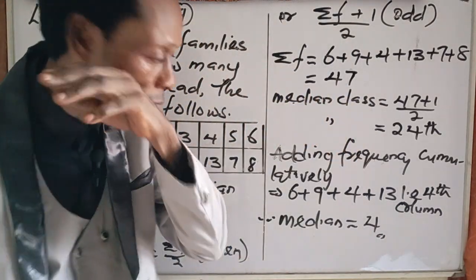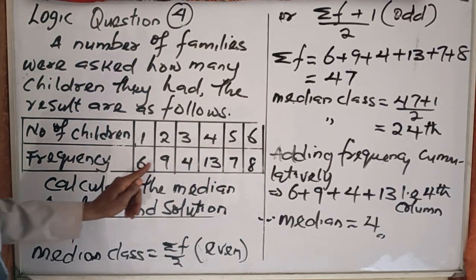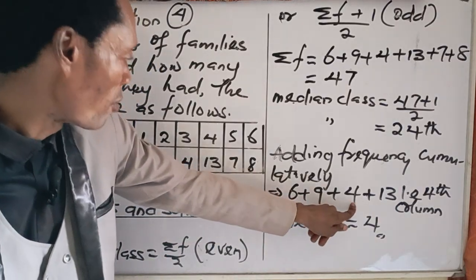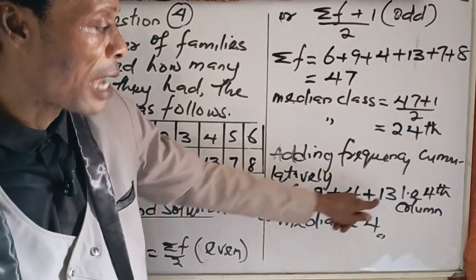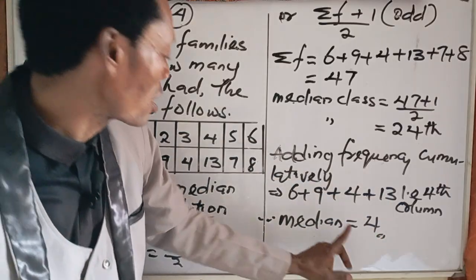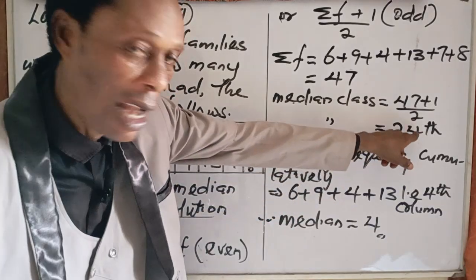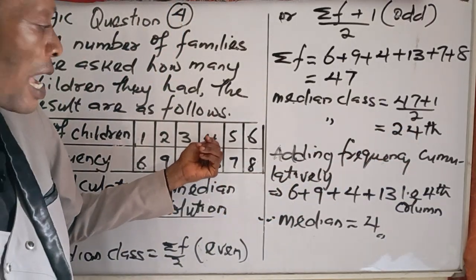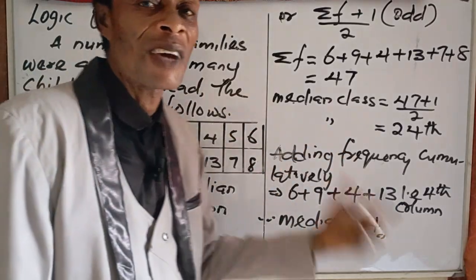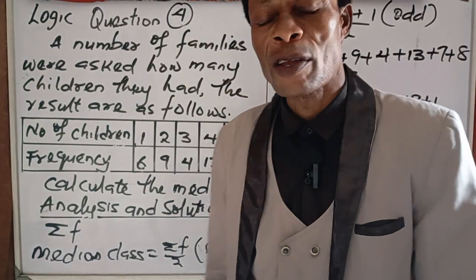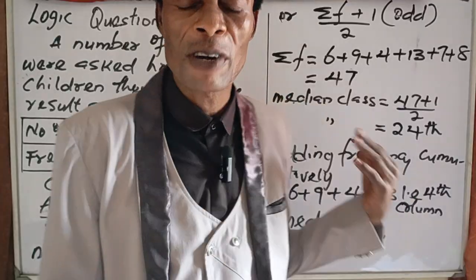That is all there is to it. What we did was add the frequency cumulatively from the beginning, 6 plus 9 plus 4 plus 13, and we discover that the 24th class lies between 19 and 32. Tracing it to the value where the median class appears, the median here is 4. That is all to this question. This is how you calculate the median of a frequency distribution.